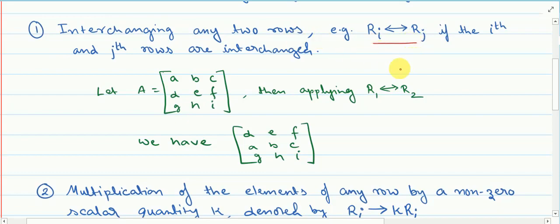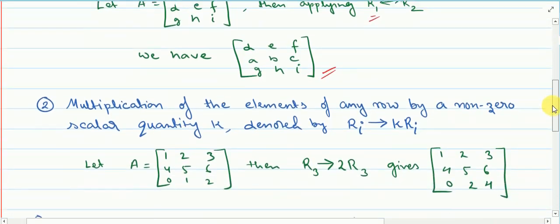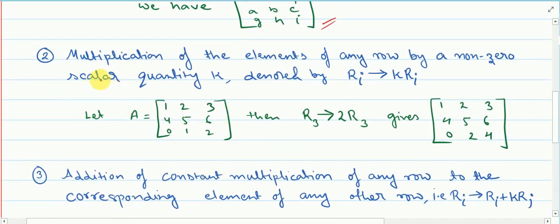Let's say I'm interchanging first and second row, then I'll be writing like this. So you're allowed to interchange two rows according to your convenience. Suppose this is a matrix A and I am interchanging row 1 with row 2, then we will get this. So this is allowed. And number 2, multiplication of the elements of any row by a non-zero scalar quantity k.